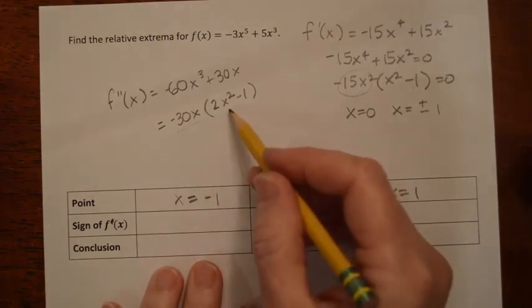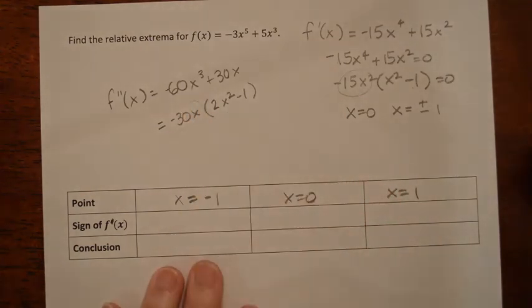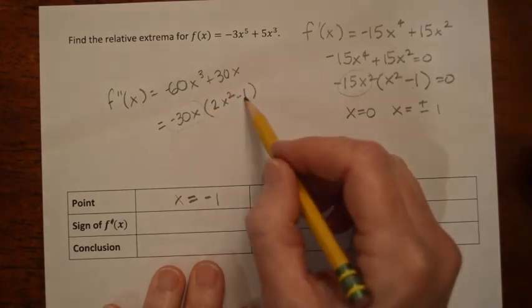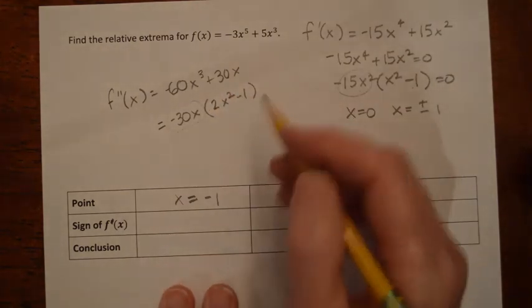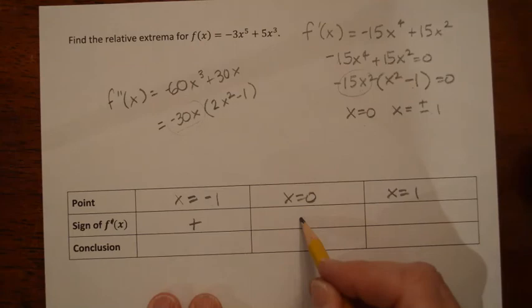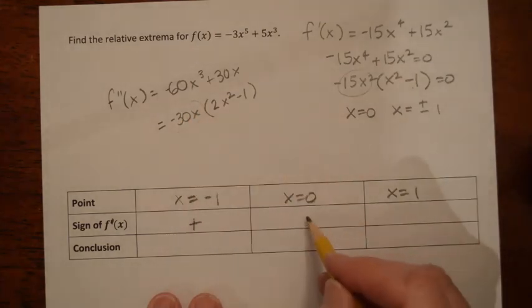So if I plug in negative 1 here, this is going to change that to positive. This is going to be 2 times 1, which is 2 minus 1 is 1. And so we end up with a positive right here. If I plug in 0, this gives me 0, so the whole thing is 0.